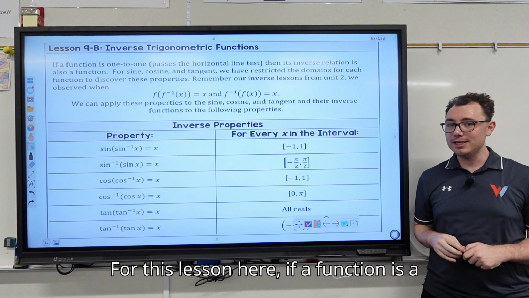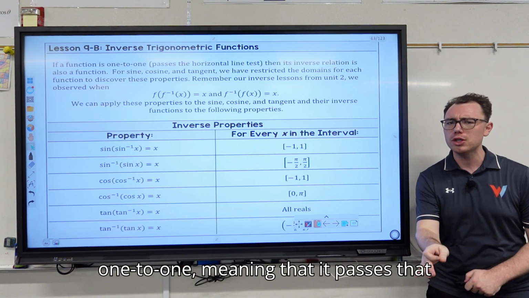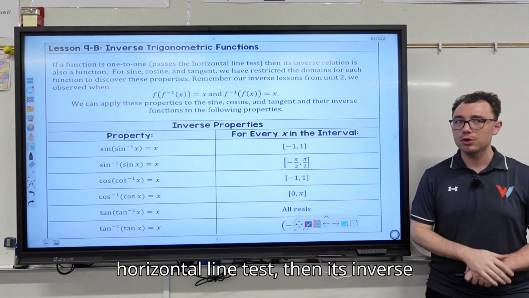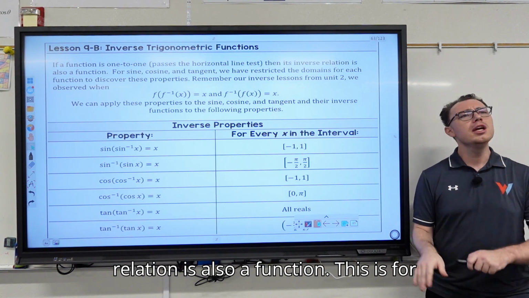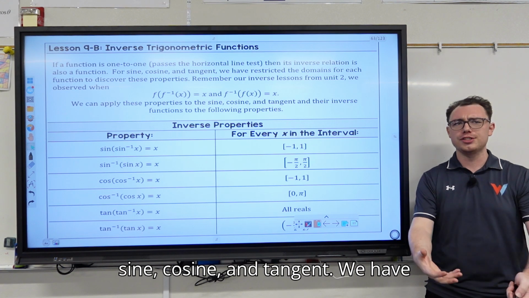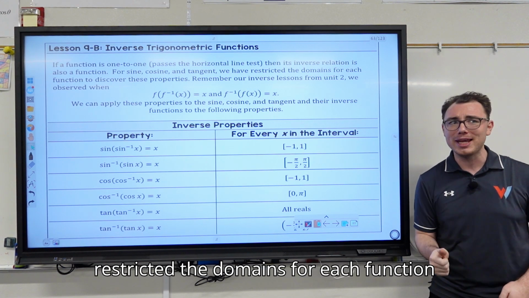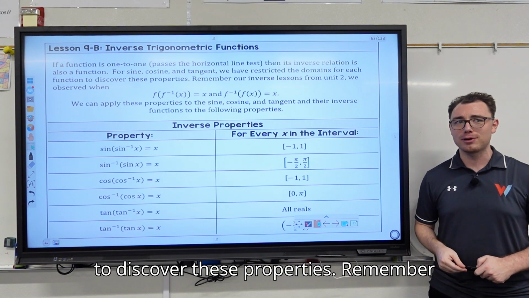For this lesson, if a function is one-to-one, meaning that it passes the horizontal line test, then its inverse relation is also a function. This is for sine, cosine, and tangent. We have restricted the domains for each function to discover these properties.